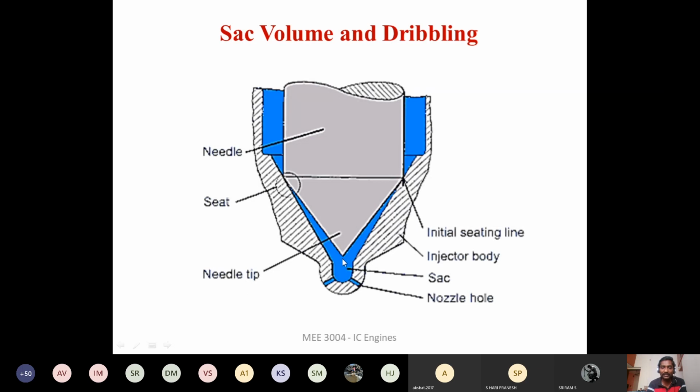To prevent this, we have gone for the pintle type orifice, where we have a pin extending from here. That we call the pintle type. In the case of the pintle type, you can prevent the dripping of the fuel.